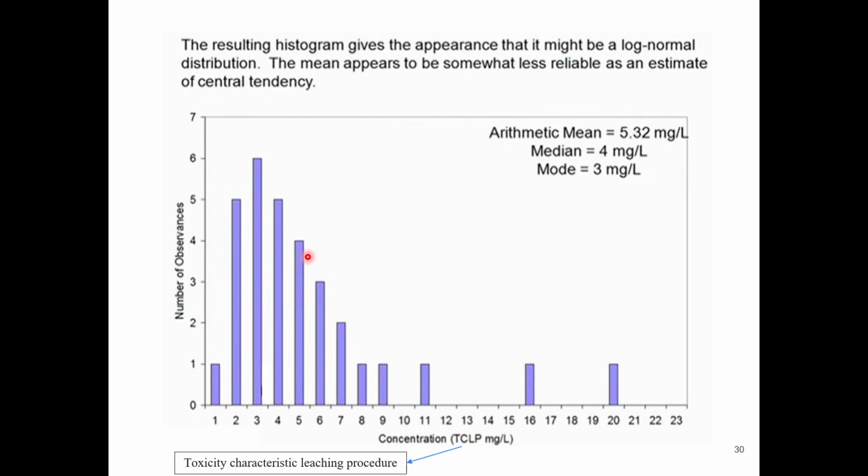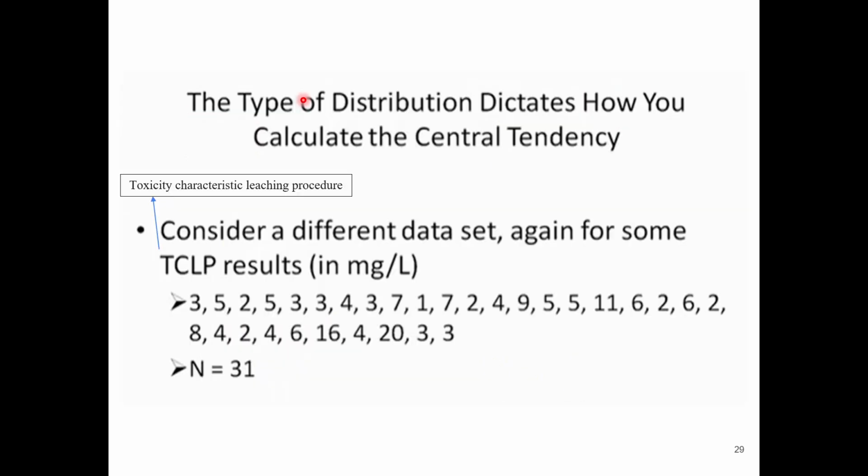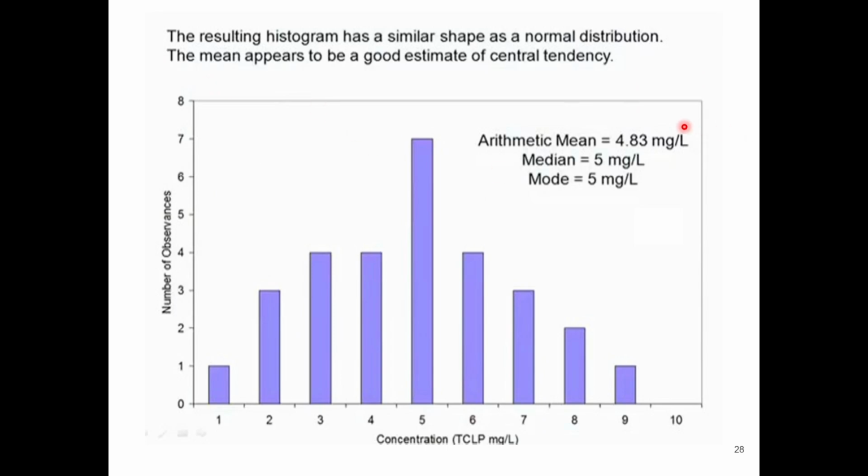If you see here, this is basically not a normal distribution, it will be mostly a log normal distribution. So it is skewed to the right. The resulting histogram gives the appearance that it might be a log normal distribution. That is true, and that means the mean appears to be somewhat less reliable as an estimate of central tendency. In the previous case, as you saw, everything was equal.